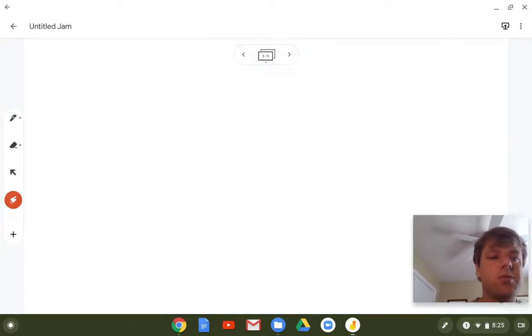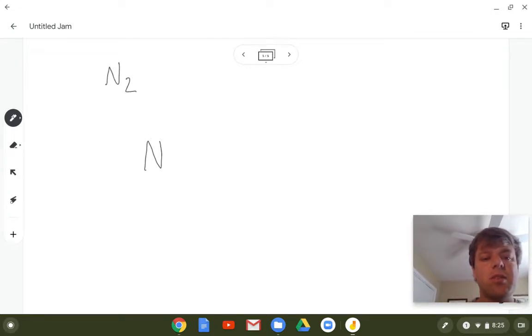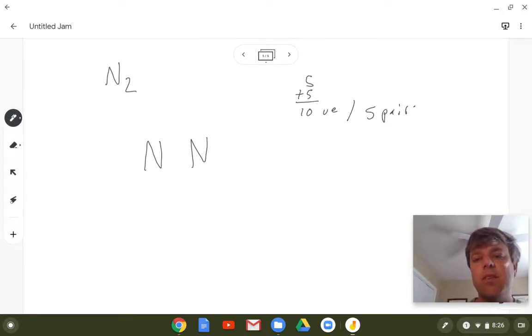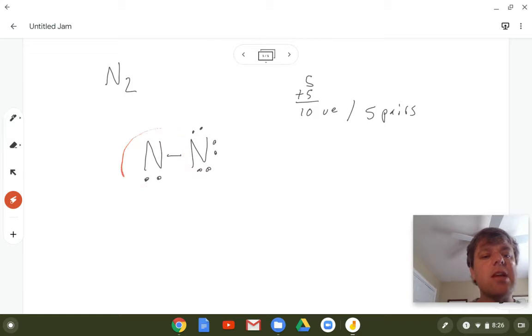We're going to move on to one more example. The N2 molecule, or the nitrogen molecule. And nitrogen has 5 valence electrons. So that's 10 valence electrons, or 5 pairs. So we go 1, 2, 3, 4, 5. That's all the electrons, but this poor nitrogen over here is short 2 pairs of electrons.